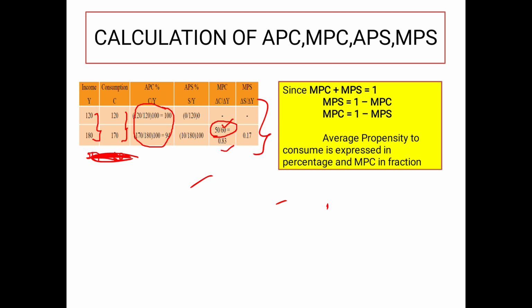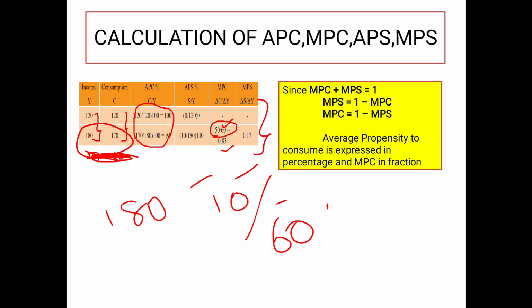MPS. For MPS also the same concept. In the first row you cannot write anything, because only if we have two numbers can we make a comparison of how much we are going to save. So for the second one, how will you find out? MPS, how will you calculate? Now 10 divided by 60. How did you derive this particular 10? What is the difference here? The difference here is 180 minus 170, which is equal to 10, divided by 60.